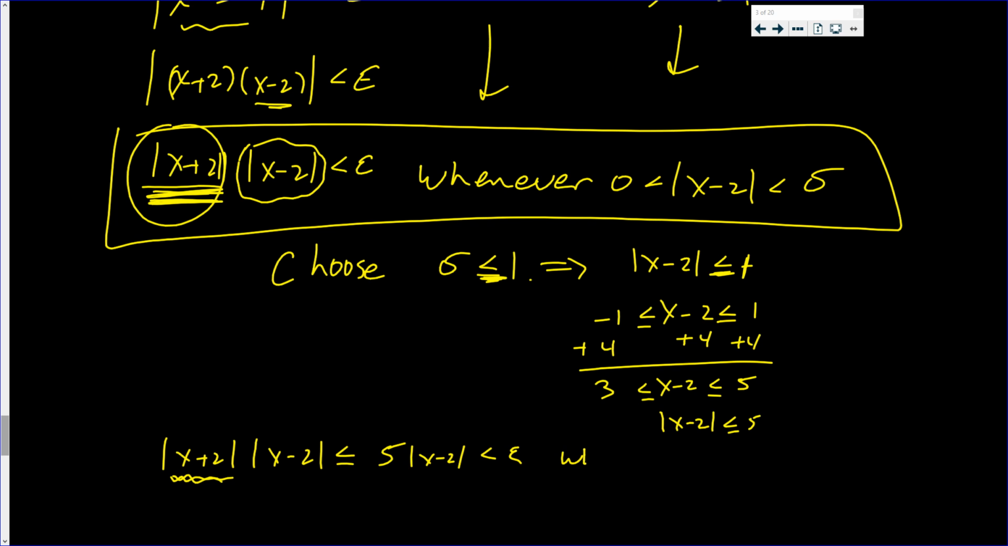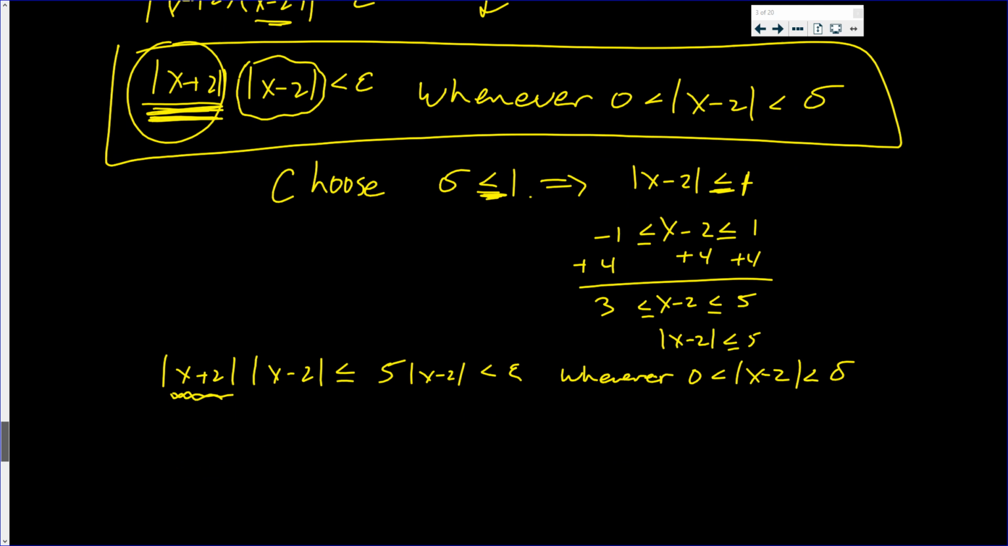And this is whenever 0 is less than |x minus 2|, which is less than delta. Now, here's where it all comes together. Now, this tells me that x minus 2 in absolute value is less than epsilon over 5. Whenever this.